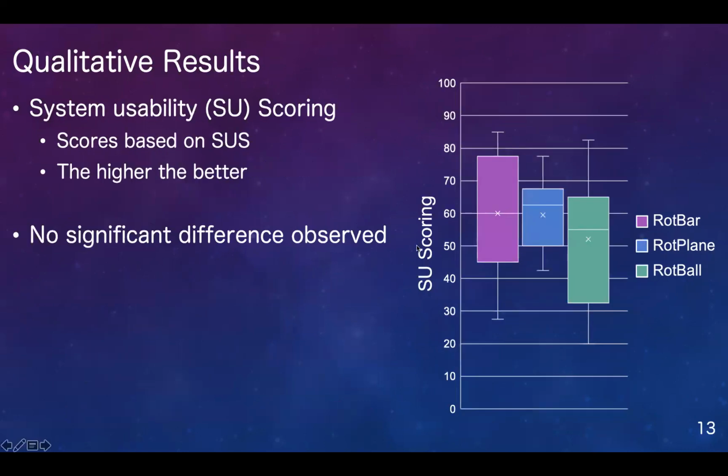And the next slide shows the results of the SUS survey, which is the qualitative result of the study. So a system usability score here is calculated based on the survey, and we can see that there was no significant difference observed among all the three methods.